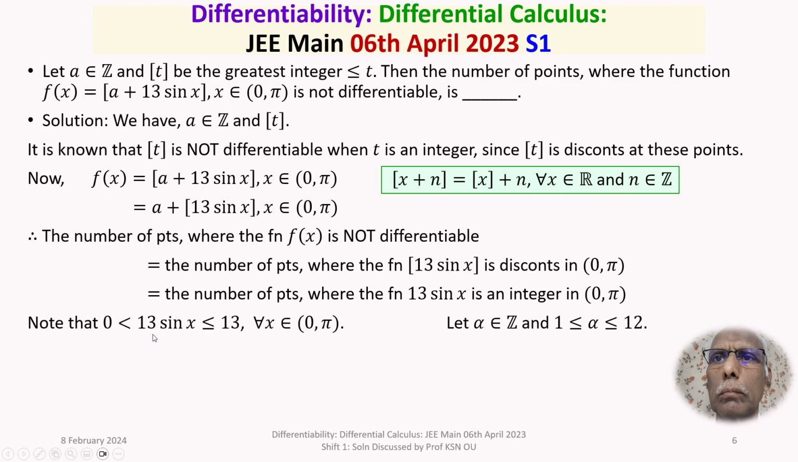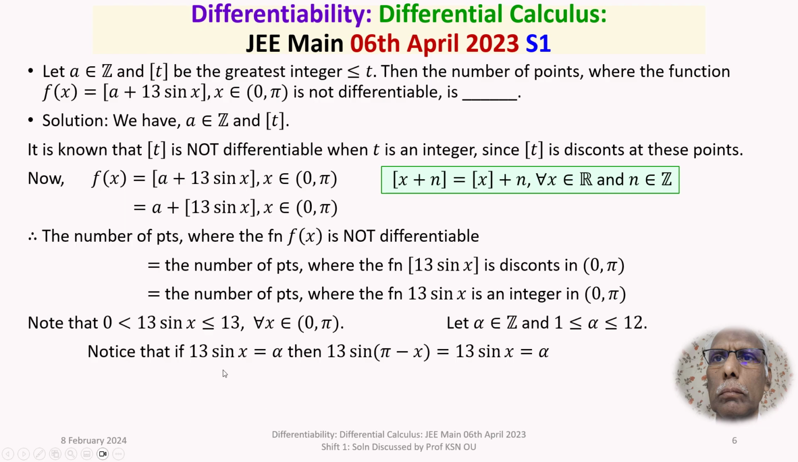So you are considering 13 sin x when it takes the values 1, 2, 3 up to 12. Of course, it takes 13 also at x equal to pi by 2. Agreed. Notice that if 13 sin x is equal to alpha, where alpha is any value between 1 to 12, then 13 times sine of pi minus x is also equal to 13 sin x, which is alpha.